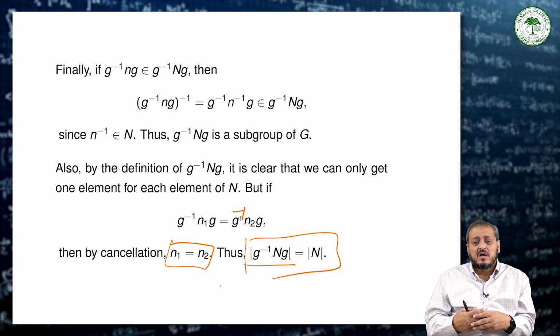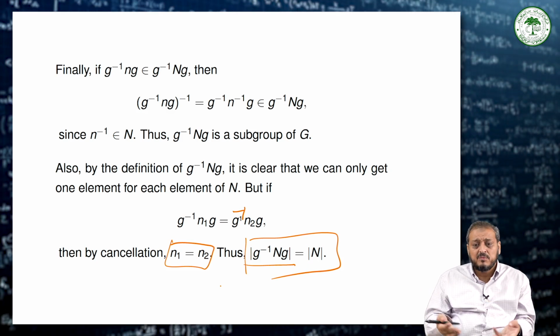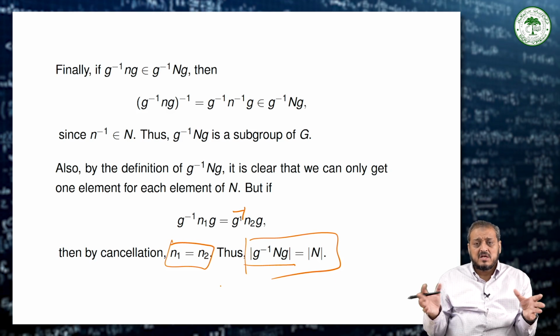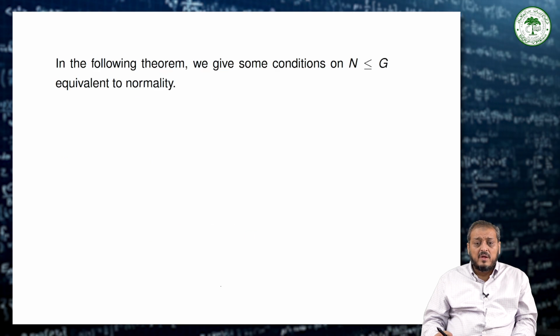if n is a subgroup, then g n g inverse is also a subgroup, and the size of this is the same as the size of n.